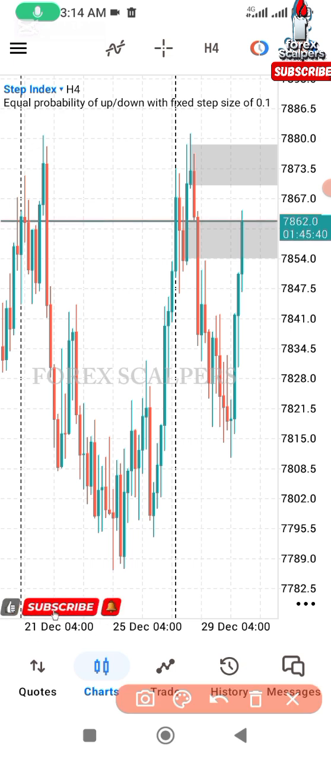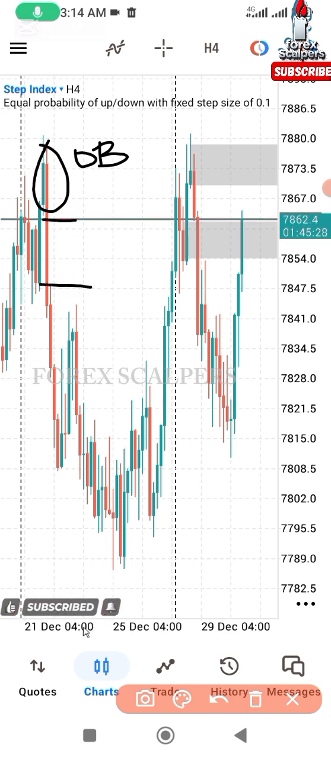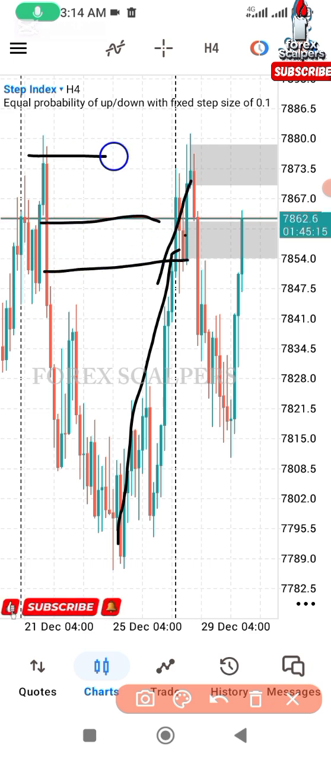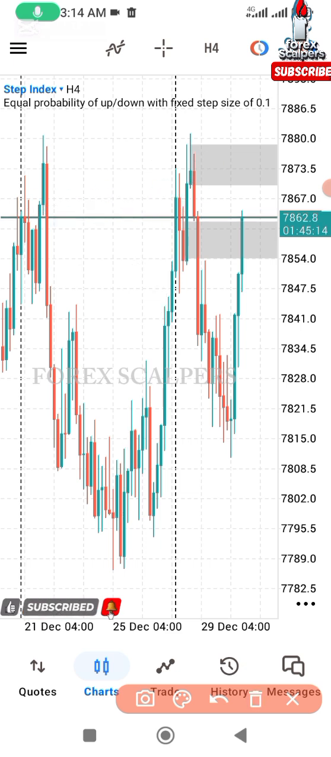We'll have this other block here. That is our OB, which is our order block. And then from here to this point is our fair value gap. So price eventually returned from this zone, filled into this fair value gap, went inside and mitigated this order block.